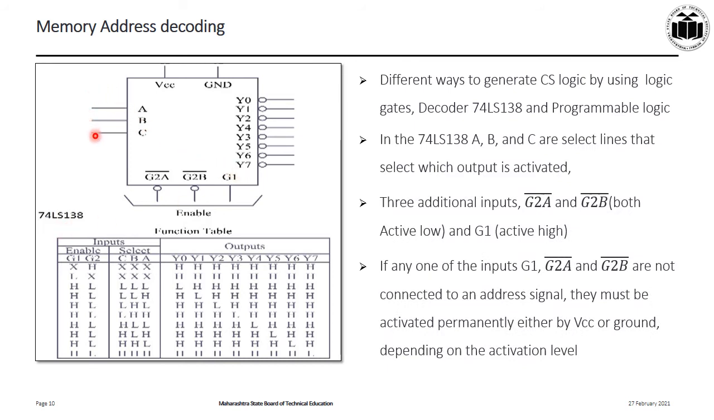IC 74LS138 has A, B, C as select lines that are used to select one of the outputs from Y0 bar to Y7 bar, which are all active low. Apart from these, there are three enable inputs, G2A bar, G2B bar and G1, all of which must be enabled, either by connecting to VCC or ground depending on the activation level.